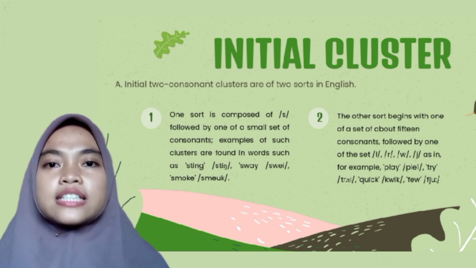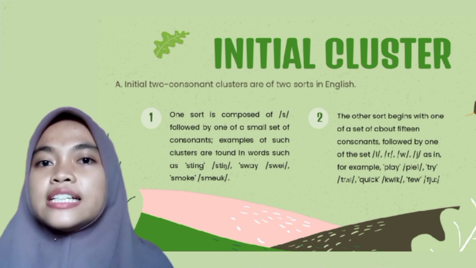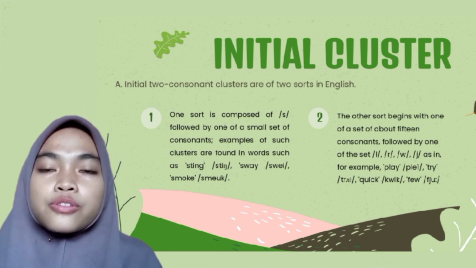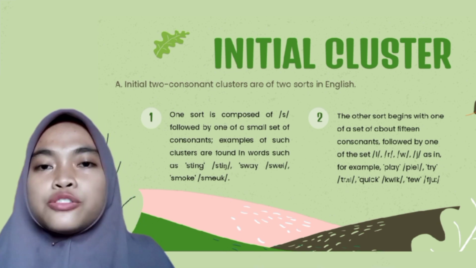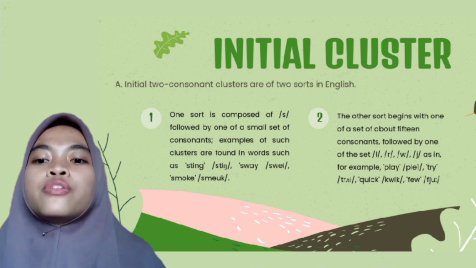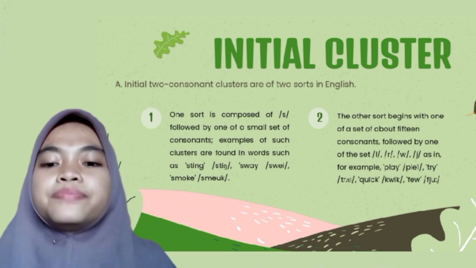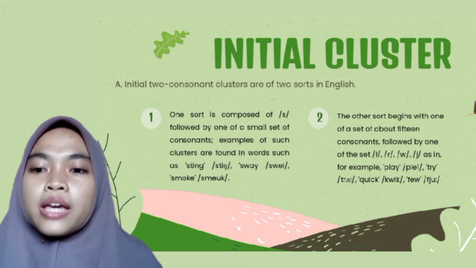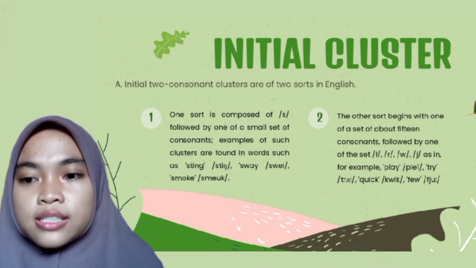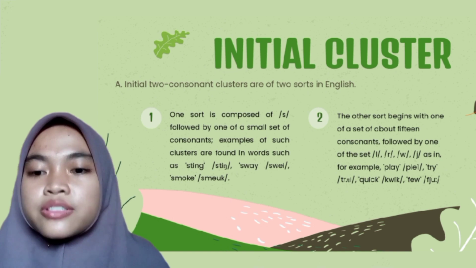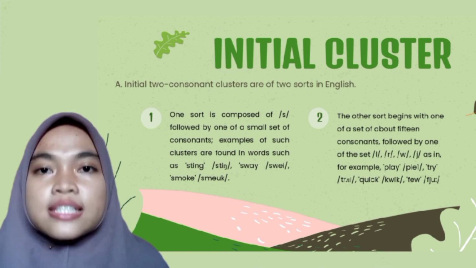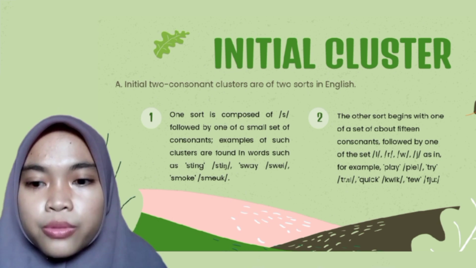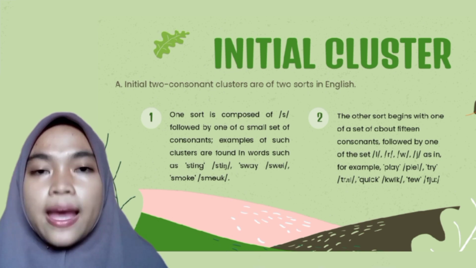There are initial two-consonant clusters and initial three-consonant clusters. The first is initial two-consonant cluster. Initial two-consonant clusters are of two sorts in English. One sort is composed of S followed by one of a small set of consonants. Examples of such clusters are found in words such as sting for ST, sway for SW, and smoke for SM.